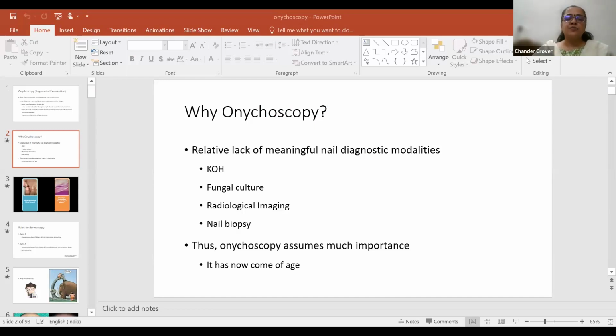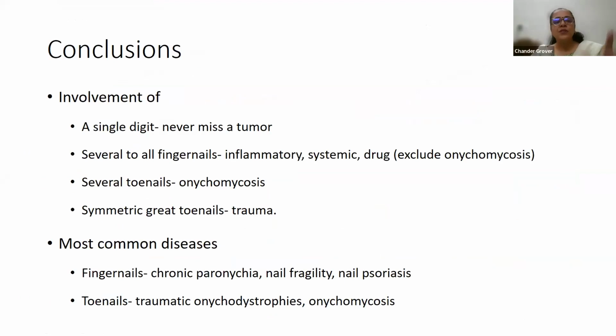Clinical examination is to be supplemented by onychoscopy, which reduces your need for biopsy and helps you visualize subsurface changes. Morphological evaluation is aided, and it helps you better evaluate pigmentation. In conclusion, when you think of a single digit, never miss a tumor. If you have several to all fingernails, never miss inflammatory, systemic, or drug-induced causes. Several toenails, onychomycosis; symmetric great toenails, trauma.